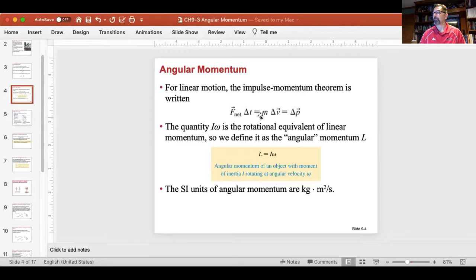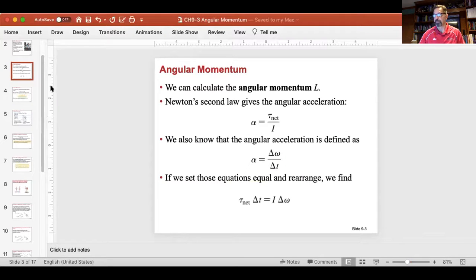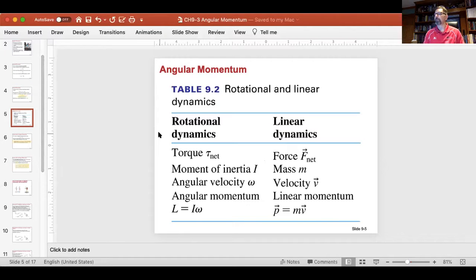And this, I put that on the slide just to remind you of what impulse along a straight line was. The rotational analog is precisely the same thing, just substitute torque for force. Time interval is time interval, no change there. For mass, you substitute moment of inertia, and for a change in velocity, you write in a change in angular velocity. And so, there's a set of analogs between rotational motion and linear motion.